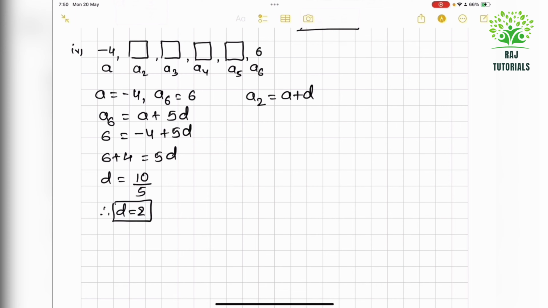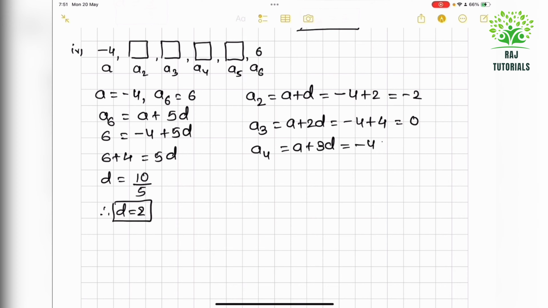A2 equal to a plus d, minus 4 plus 2, so minus 2. A3 will be a plus 2d, so minus 4 plus 4, 0. A4 will be a plus 3d, so minus 4 plus 3 twos are 6, so 2. A5 will be a plus 4d, minus 4 plus 4 twos are 8, so 4. And then I got 6. So I have got all the terms.